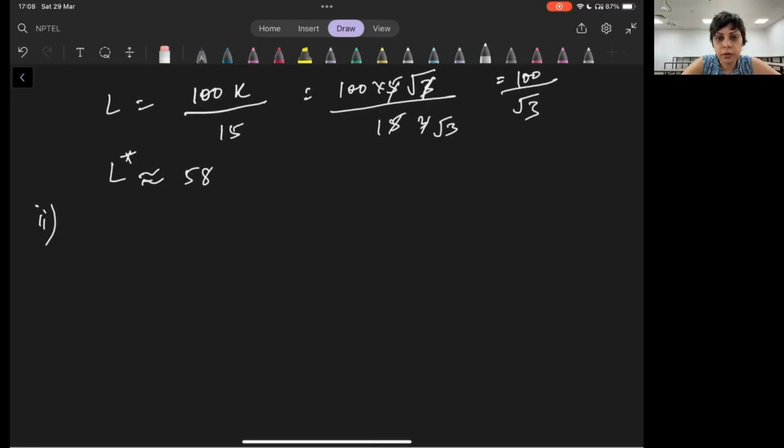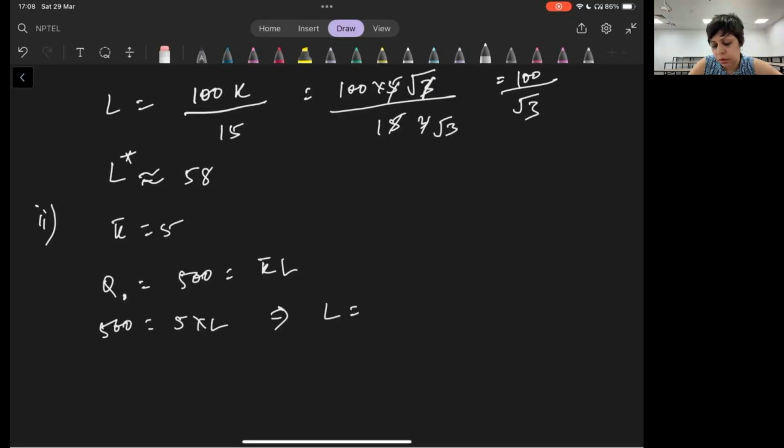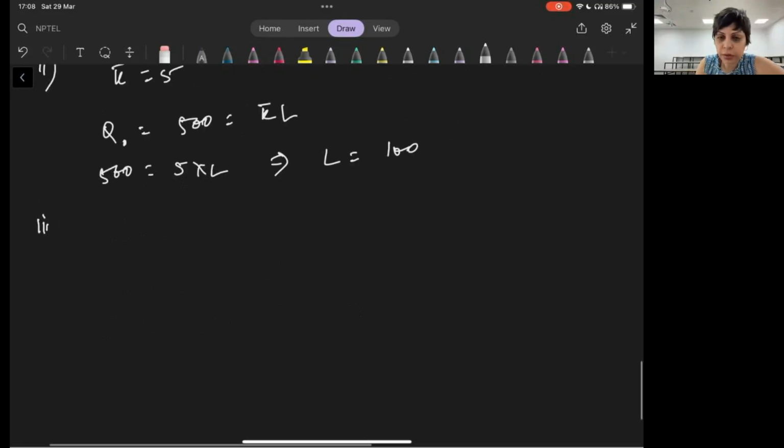You are given K bar is equal to 5. Q naught is equal to 500 is equal to K bar into L. Therefore, 500 is equal to 5 into L. L comes out to be 100. This is the second part. Let's go to the third part.